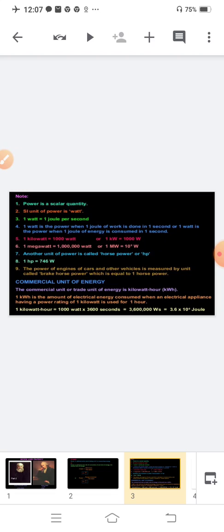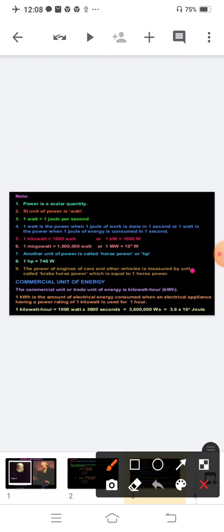Another unit of power is HP, and 1 HP is equal to 746 watt. So, the power of engines of cars and other vehicles is measured by a unit called brake horsepower, which is equal to 1 horsepower. Now, if we are talking about the commercial unit of power, the commercial unit is kilowatt hour, that is kWh. Clear?